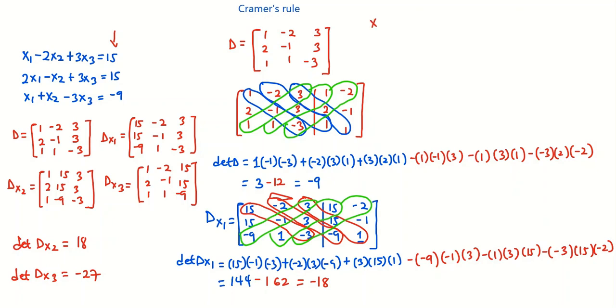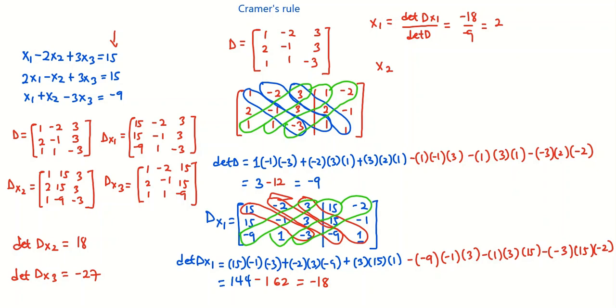So you're going to have x1 to be equal to the determinant of dx1 by the determinant of d, right? So we know the determinant of dx1 to be minus 18, and then the determinant of d to be minus 9, right? So you're going to have 18 divided by 9, and then that will give us a value of 2. So that means that x1 is equal to 2.